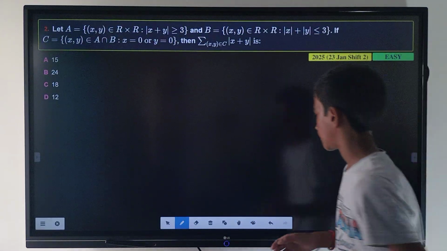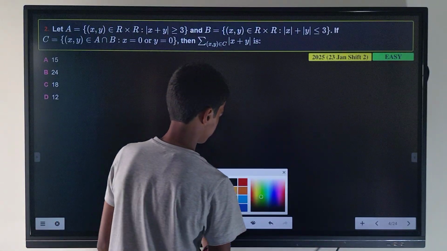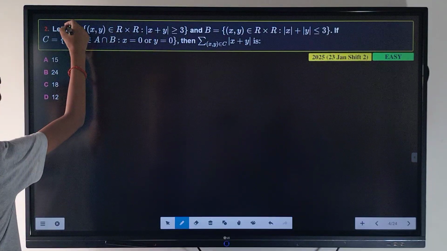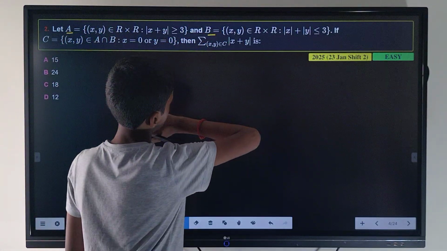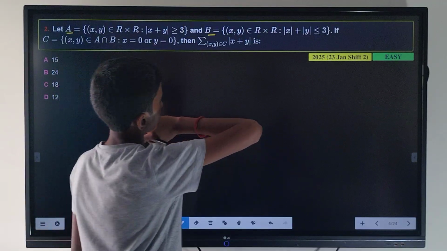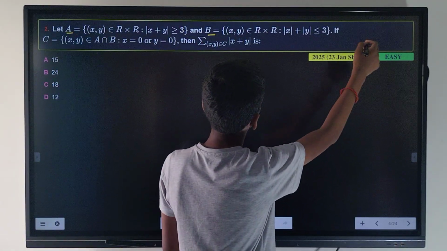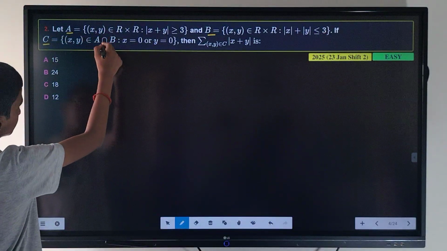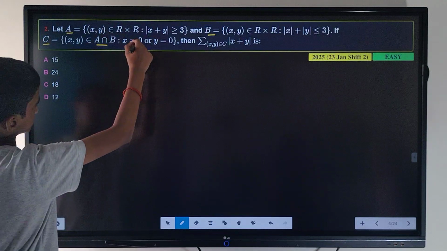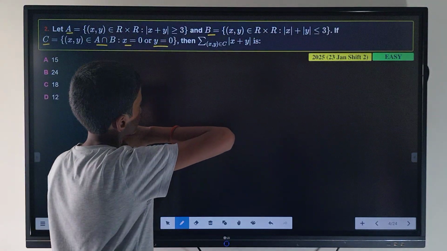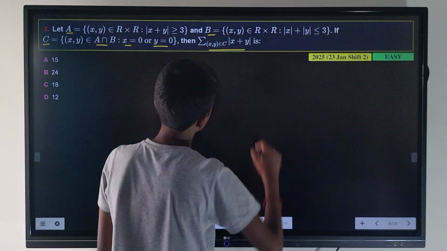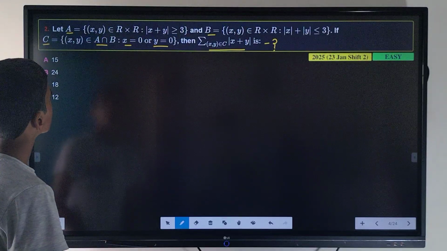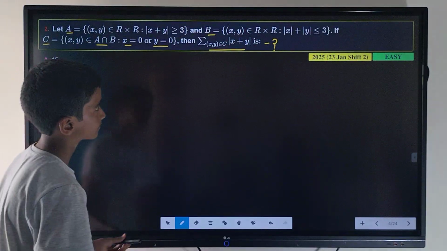Here is the next question now. Our question says, let A be this set and B be this set. And here, if C is equal to the set of (x, y) belonging to A intersection B such that x is equal to 0 or y is equal to 0, then we have to find the value of this sum. First of all, we will plot the outline of set A and B.